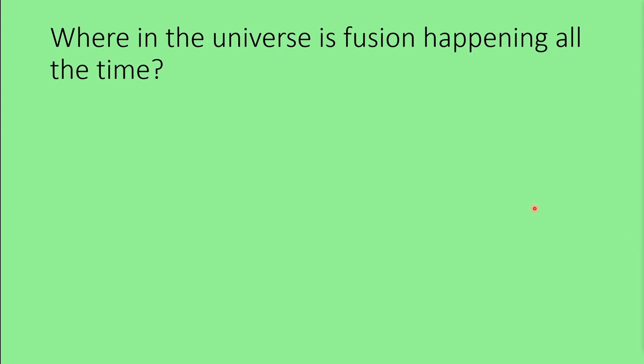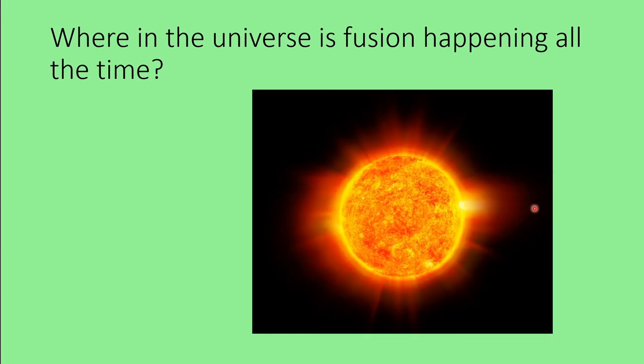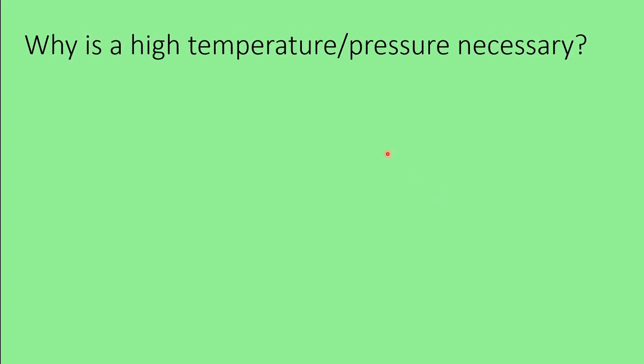So where in the universe is fusion happening all the time? Well, it's happening inside of stars. In the center of stars, you have a lot of nuclear fusion taking place. You have hydrogen forming helium, helium forming larger elements, all the way up to iron. But we need a lot of temperature and a lot of pressure in order for this to happen. So why do we need high temperatures and high pressures? Pause the video and have a think, seeing why do we need these high pressures and temperatures for nuclear fusion.